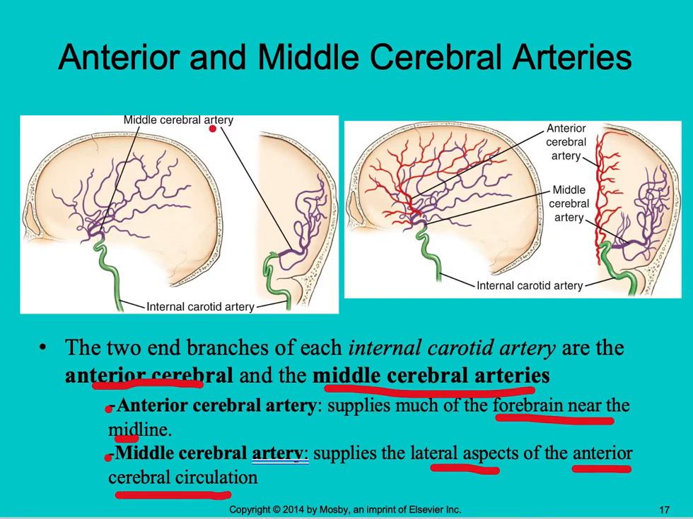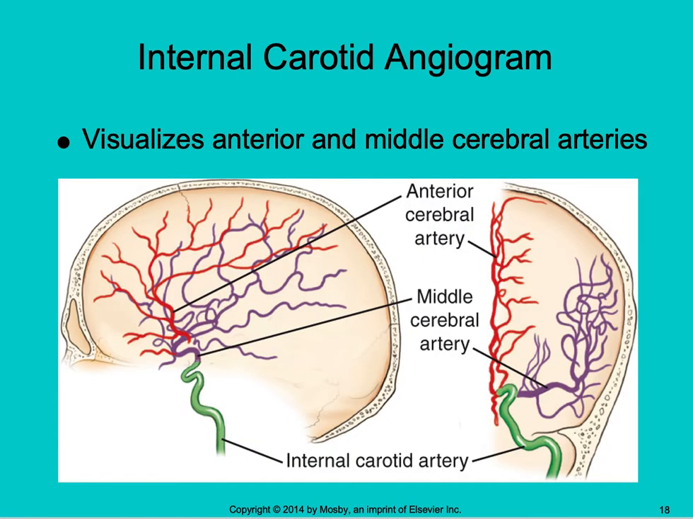Here's your middle cerebral artery up here, your internal carotid. So it's siphoning through the carotid sinus to the internal carotid artery. And here's your anterior cerebral artery, and then your middle cerebral artery. So an internal carotid angiogram visualizes the anterior and middle cerebral arteries.